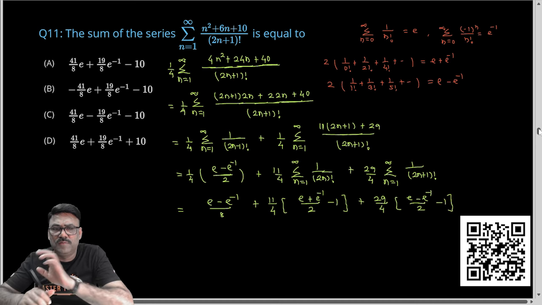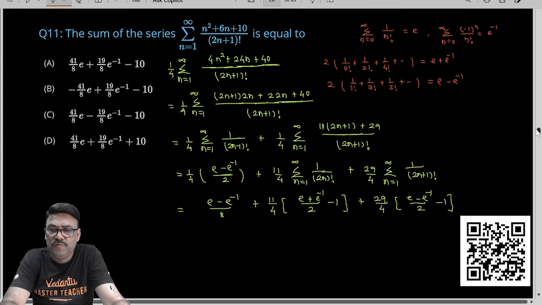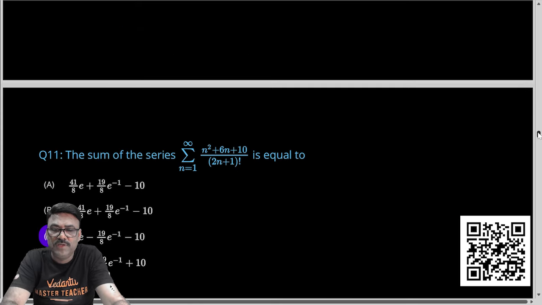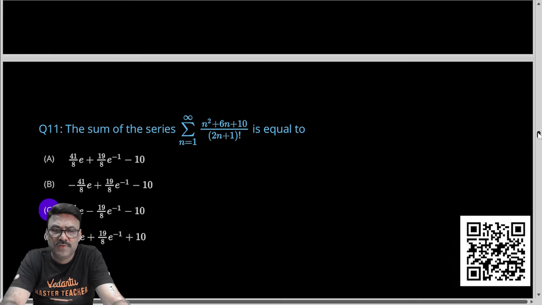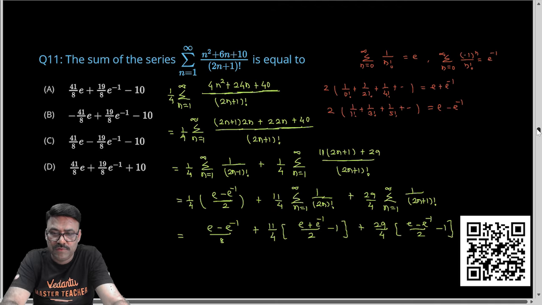After that, it is just a simplification thing. Just simplify and get your answer. So if you simplify this one, your final answer will be option C. So simplify and check yourself. It will become C only. Minus 11.